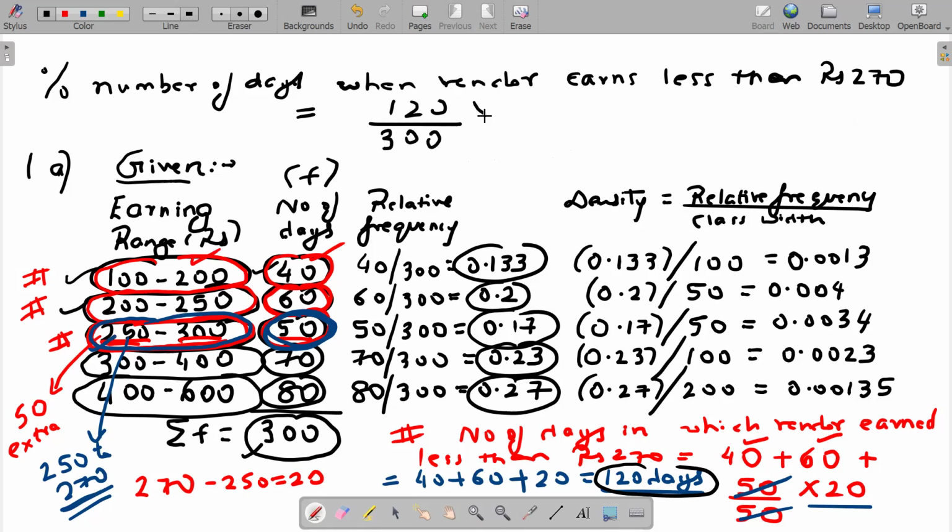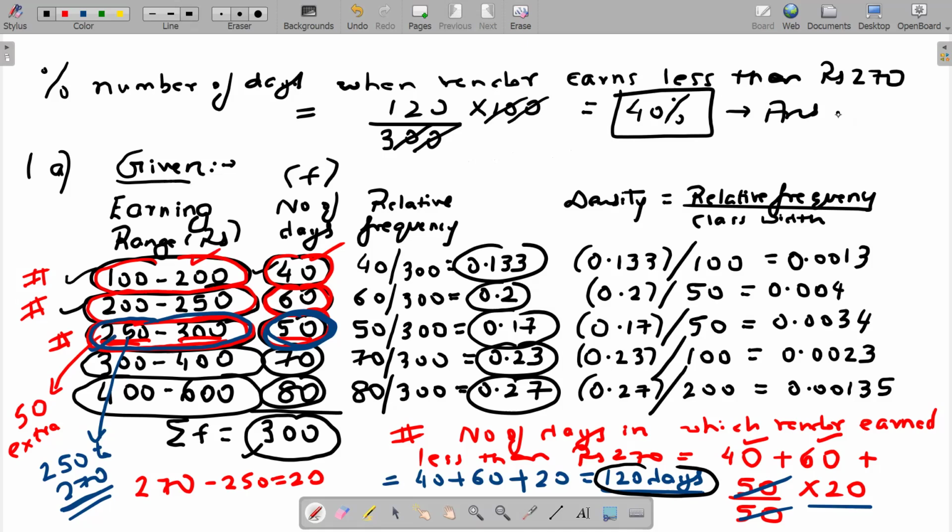and now to convert to percentage you multiply by 100. So this cancels, I get 40%. That means on 40% of the days the vendor earns less than 270 rupees. This is my final answer for this question. So hoping all students have understood this.